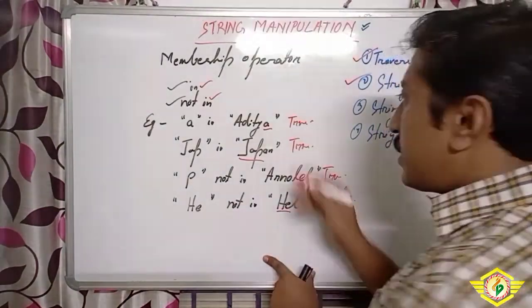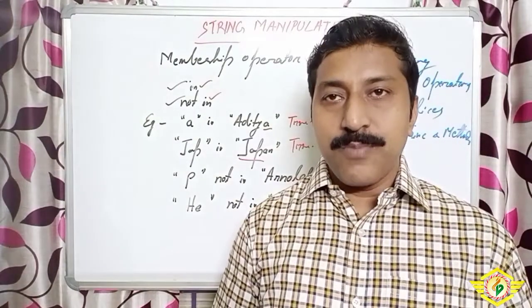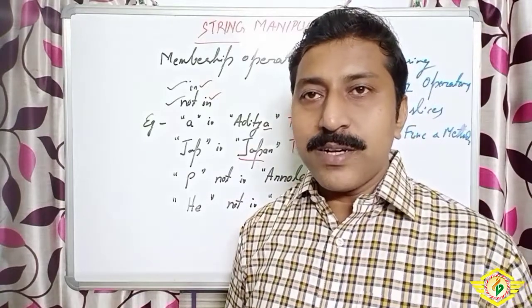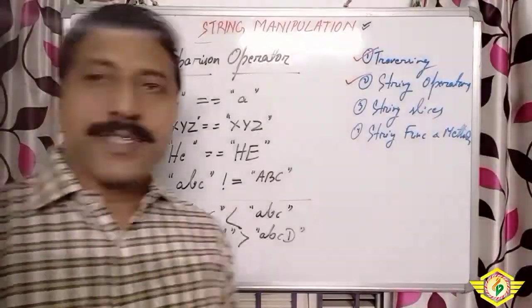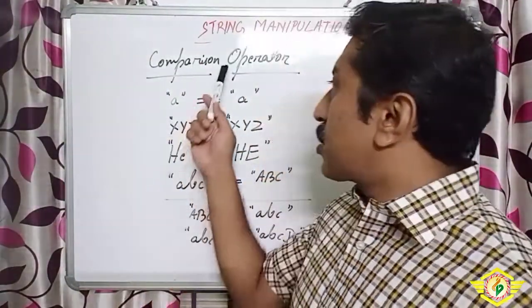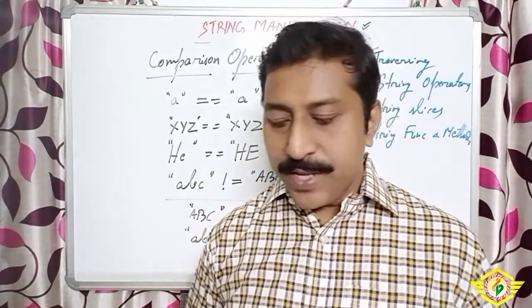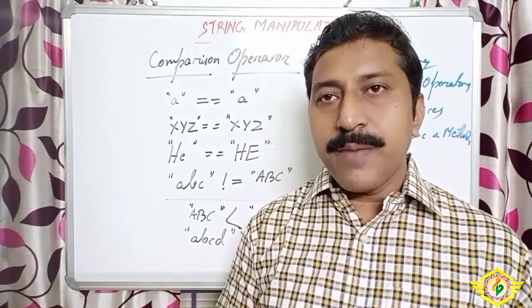Okay. So in this way we can use membership operators in Python programming, which are also a part of the operators, and we use them in string manipulation programs. Okay, students, next we'll discuss another type of operator, called comparison operators. After membership operators, the next one is the comparison operator. Comparison operators just compare two strings according to their positions.